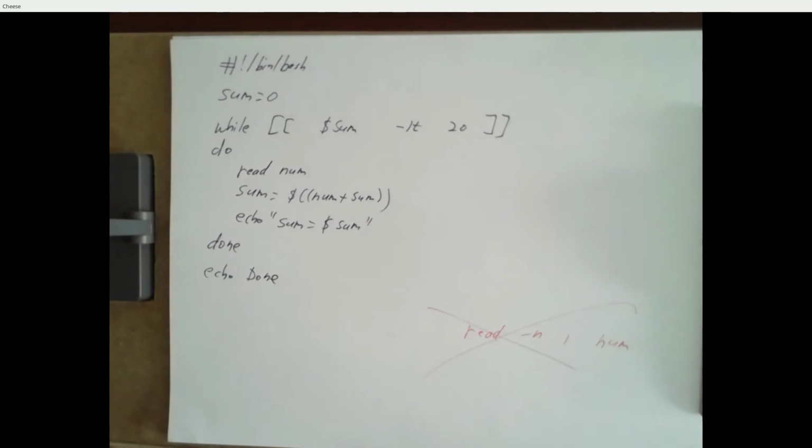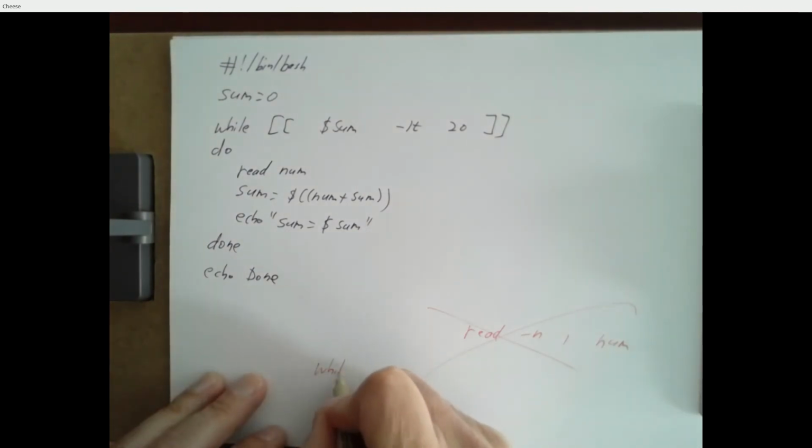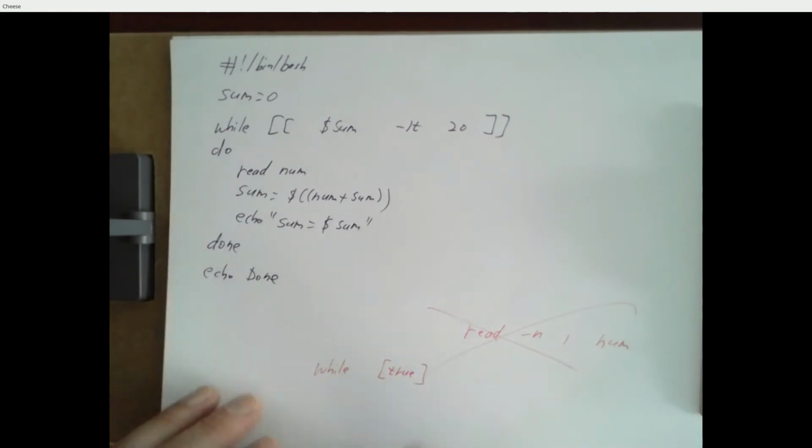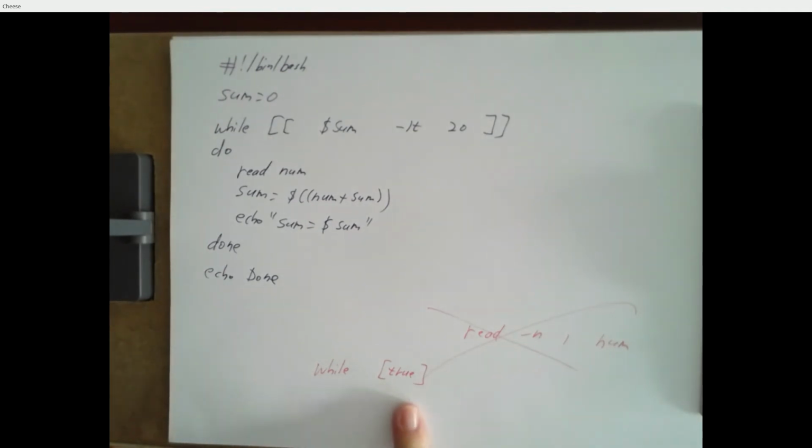I saw one of these: while space single bracket true. That actually works, but not for the reason that you probably think it does, right? I could have said while bracket false and it would also be an infinite loop, right? It's picking up the fact that this is not an empty string. And the single bracket happens to be working in this case, but unless you really, really know what you're doing, don't use that, okay? Do something like while double bracket 1 equals 1, or -eq 1, or something that's true.